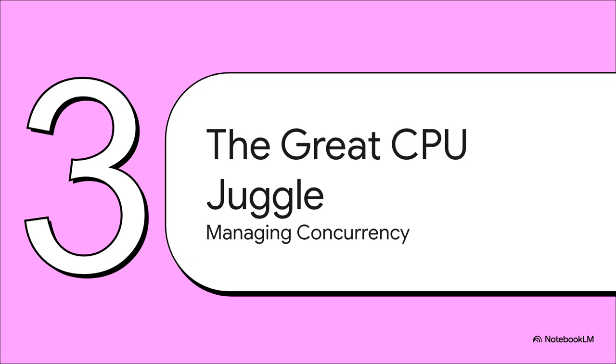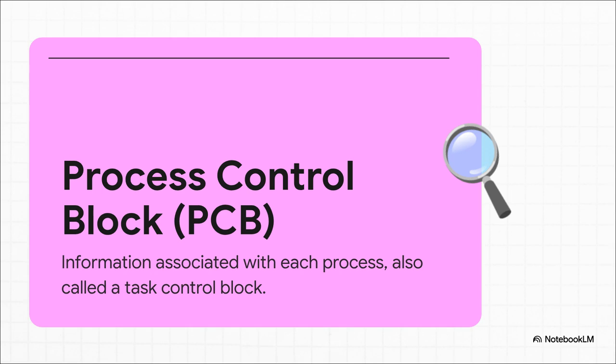Okay, so if you've got all these processes hanging out in different states, how on earth does your computer keep track of it all without dropping the ball? Well, this is where your operating system steps in and basically becomes a master juggler. And to manage this whole circus, the operating system gives every single process something called a process control block, or PCB for short. Honestly, the best way to think about a PCB is like an official ID card for the process. It holds absolutely everything the OS needs to know about that specific task.